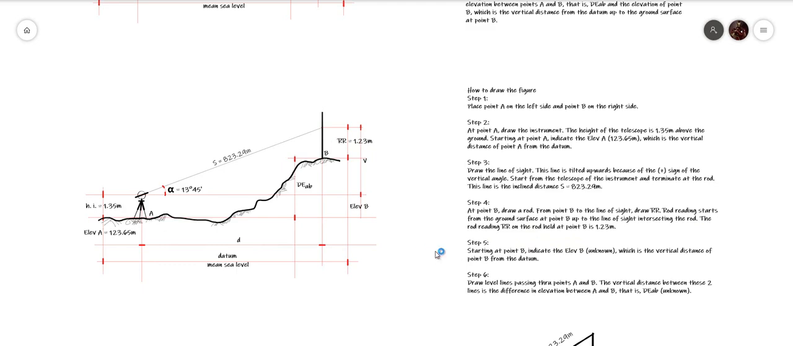Step 5. Starting at point B, indicate the elevation of B which is unknown. And this is the vertical distance of point B from the datum. Step 6. Draw level lines passing through points A and B. The vertical distance between these two lines is the difference in elevation between A and B, that is, dE sub AB, which is also unknown.